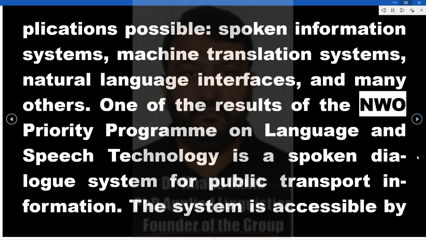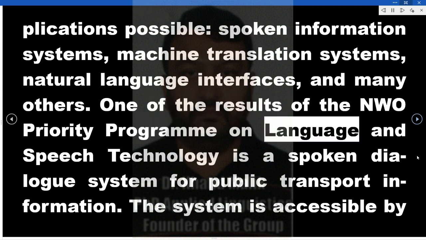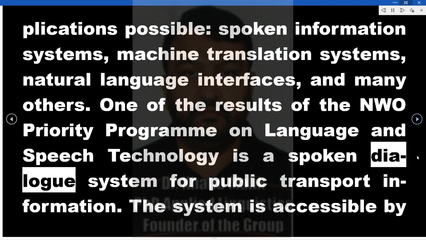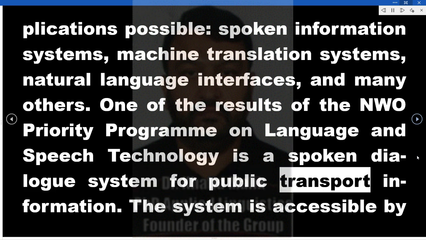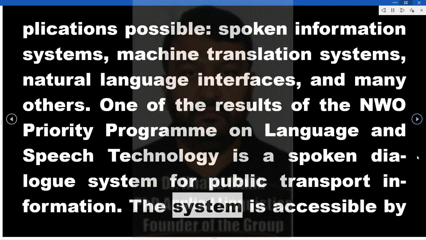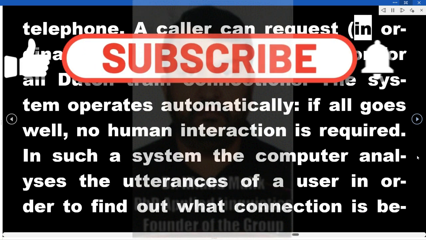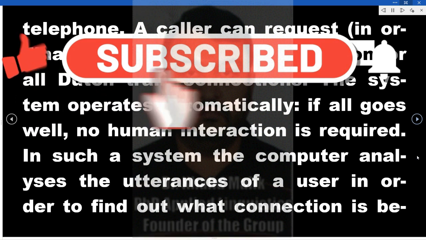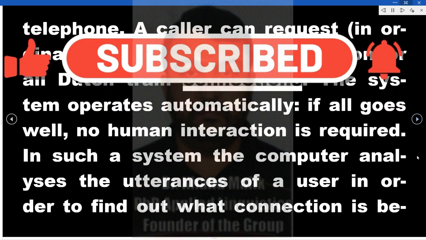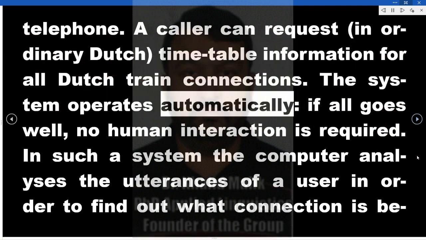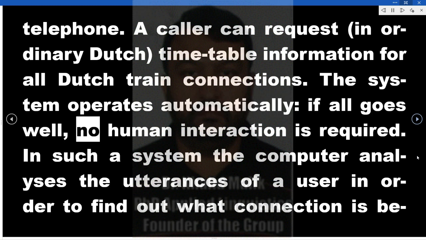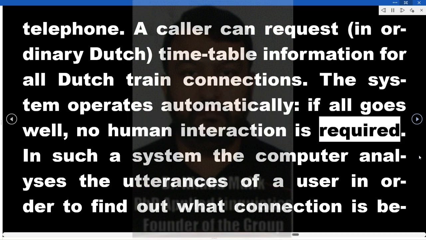One of the results of the NWO Priority Program on Language and Speech Technology is a spoken dialogue system for public transport information. The system is accessible by telephone. A caller can request, in ordinary Dutch, timetable information for all Dutch train connections. The system operates automatically. If all goes well, no human interaction is required.